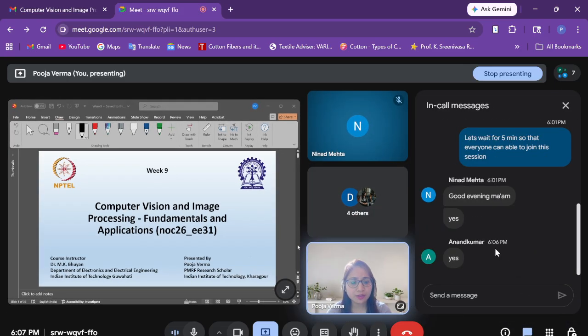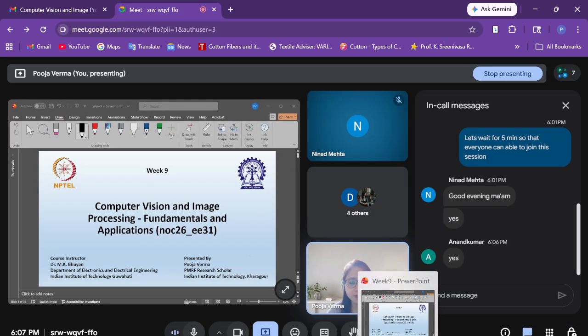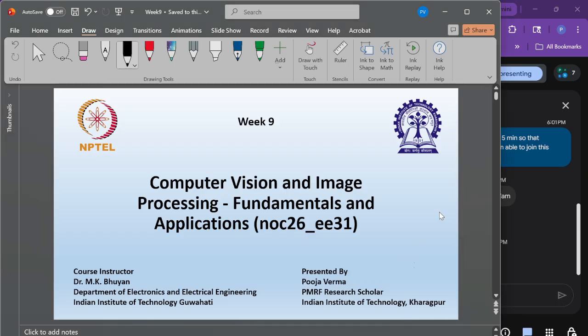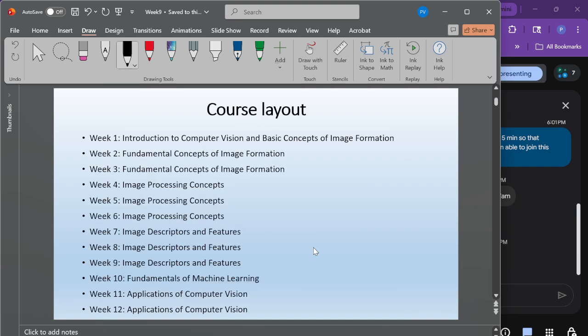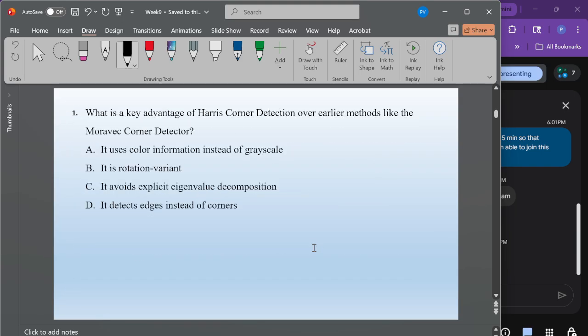Here we will solve some problems which will be similar to your assignment questions. This is week 9, so we will solve some numericals and problems based on image descriptors and features. So this is our first question.